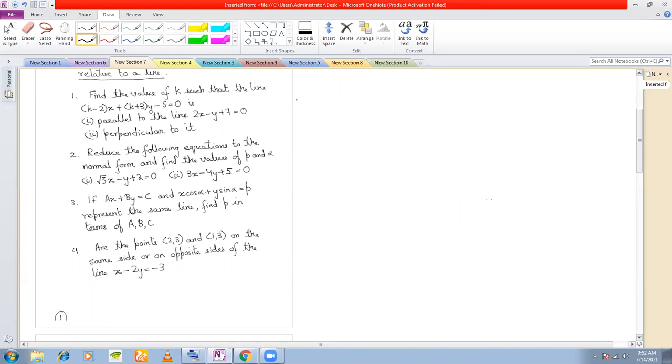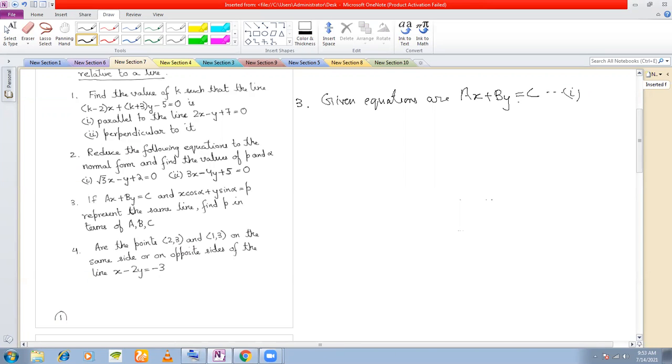The question states here that if ax plus by plus is equal to c and x cos alpha plus y sin alpha is equal to p represent the same line, then find p in terms of a, b, and c. So given equations are ax plus by is equal to c.